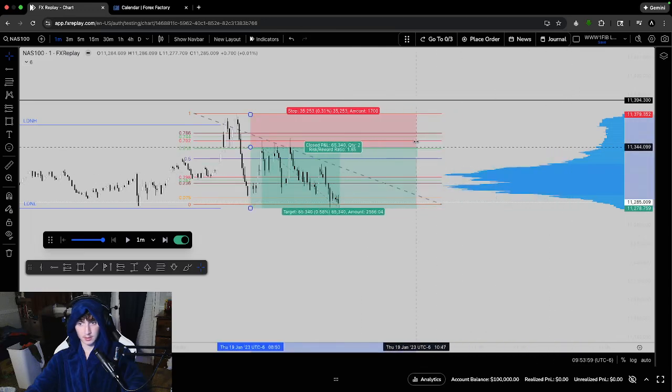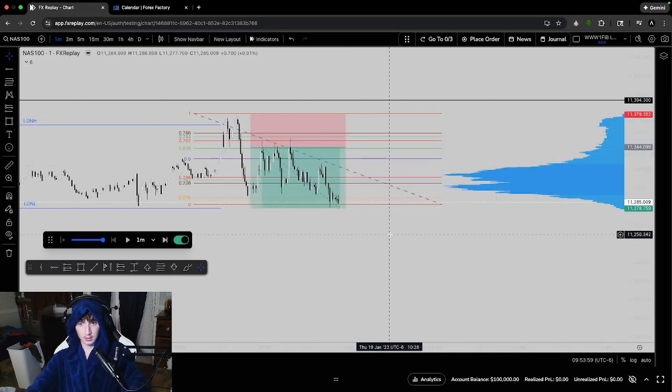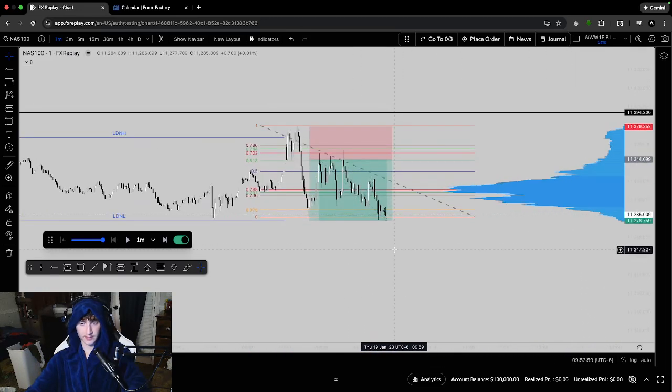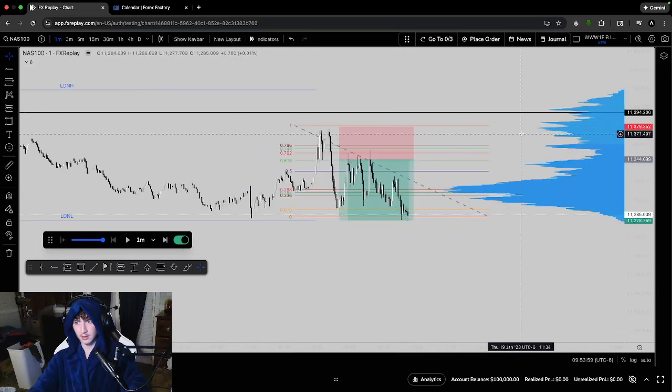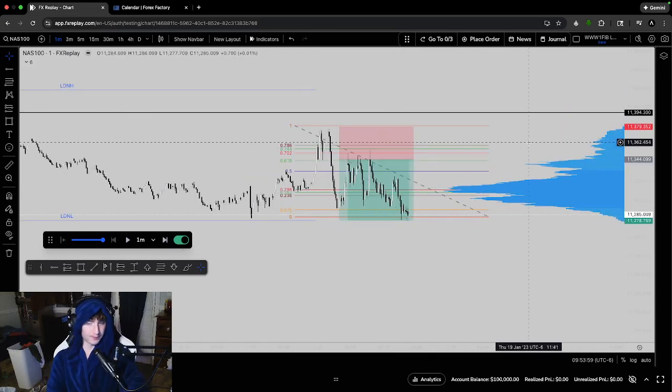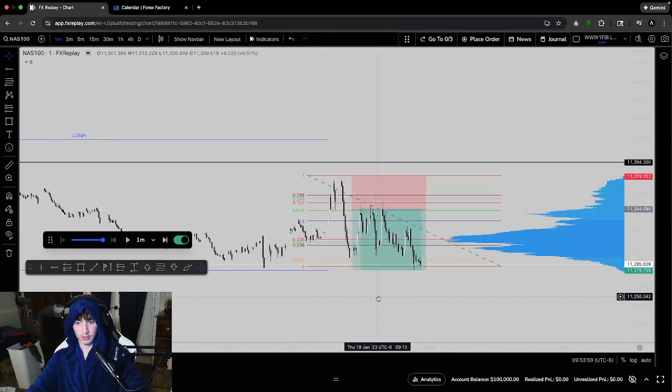65 points. That was an absolutely gorgeous trade. Oh my goodness. We reacted off this 5-minute low volume node, and then we edged London low, like a super strong draw on liquidity right there.